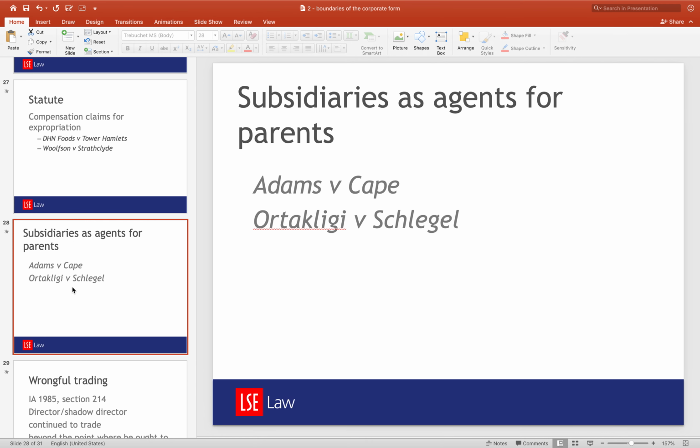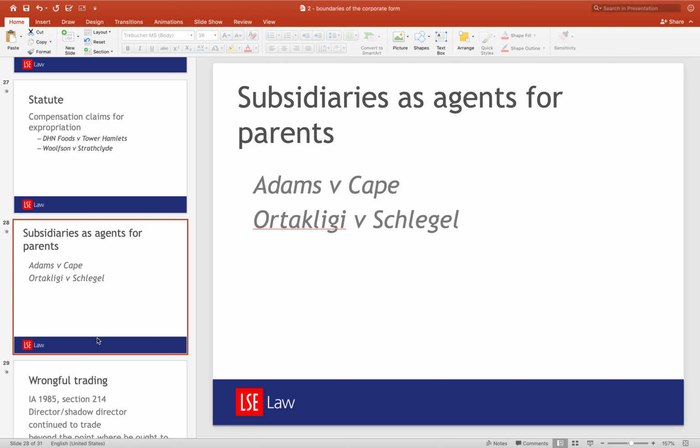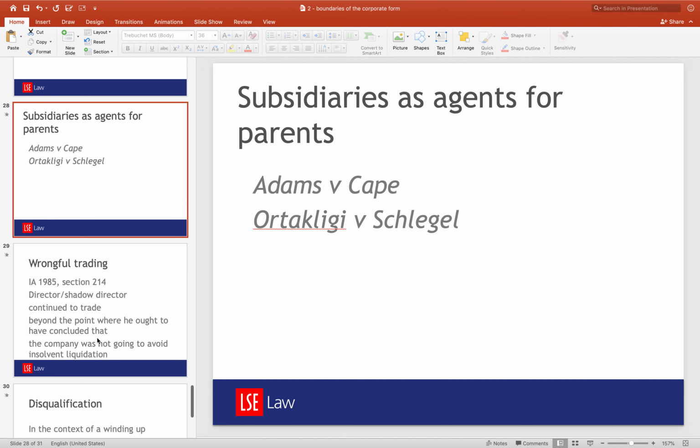Okay, and then sometimes a parent company can be an agent for a subsidiary. This was mentioned in Adams and Cape, although there it didn't happen. There was no agency relationship, but in a case called Kliege and Schlegel, there was one representative, and on the facts he represented all the members of a group. So it is possible, if you find that the same person represents the parent and the subsidiary company, both are liable because on the facts, this person is an agent for both.